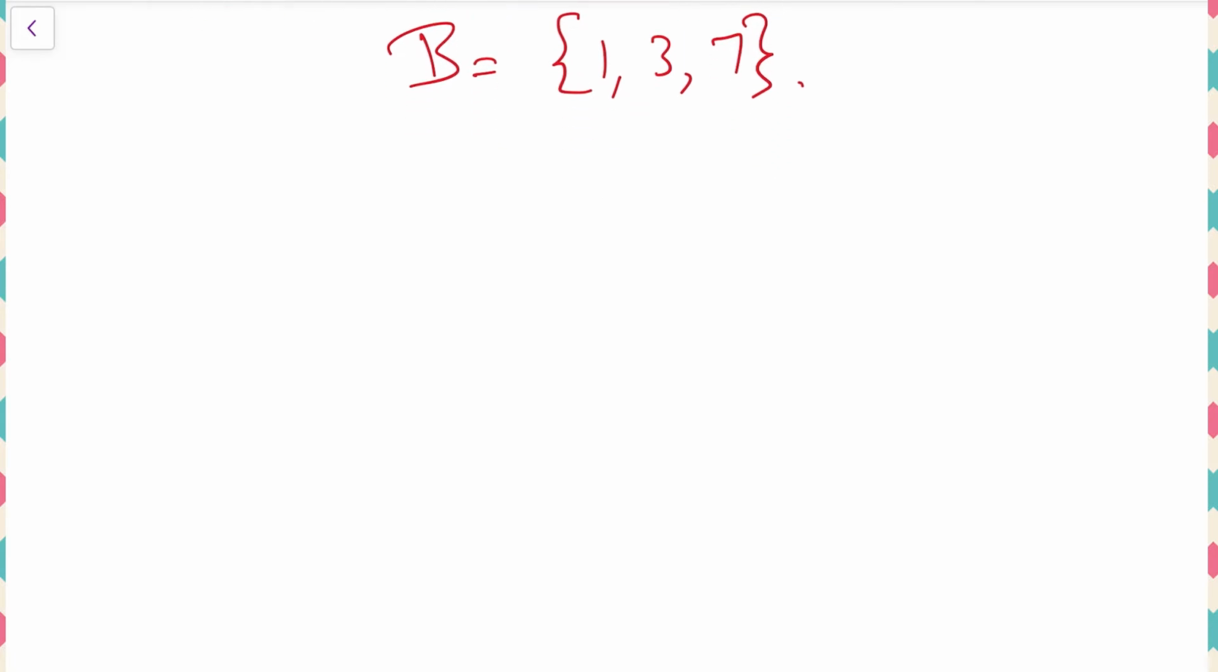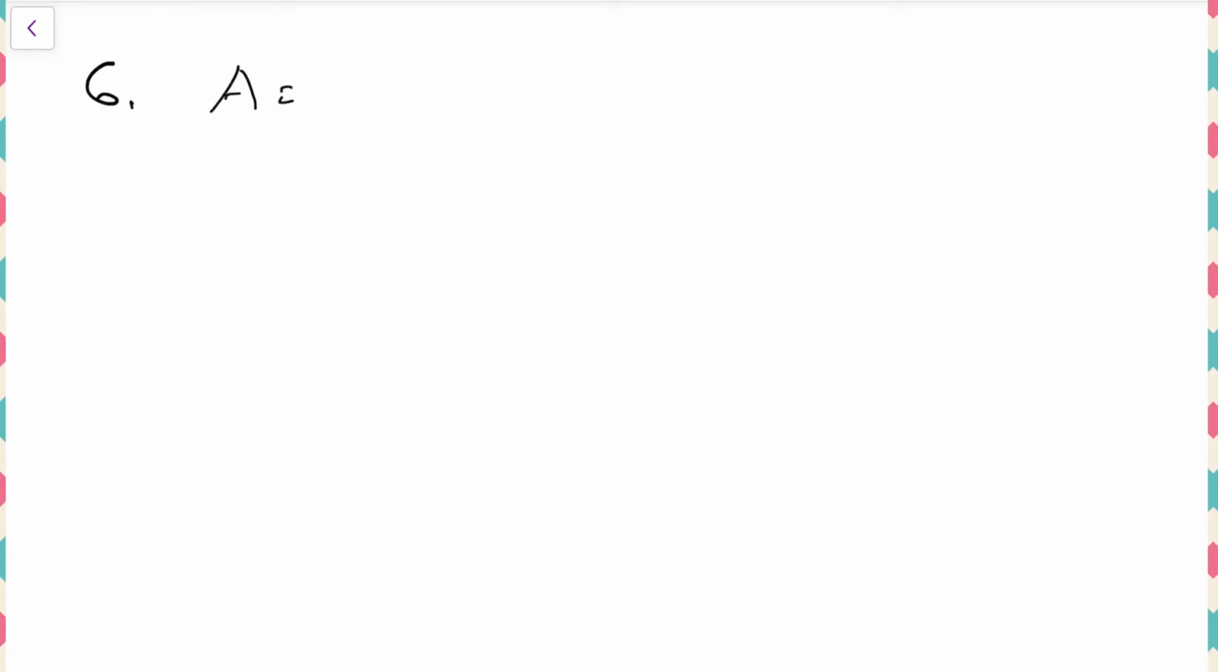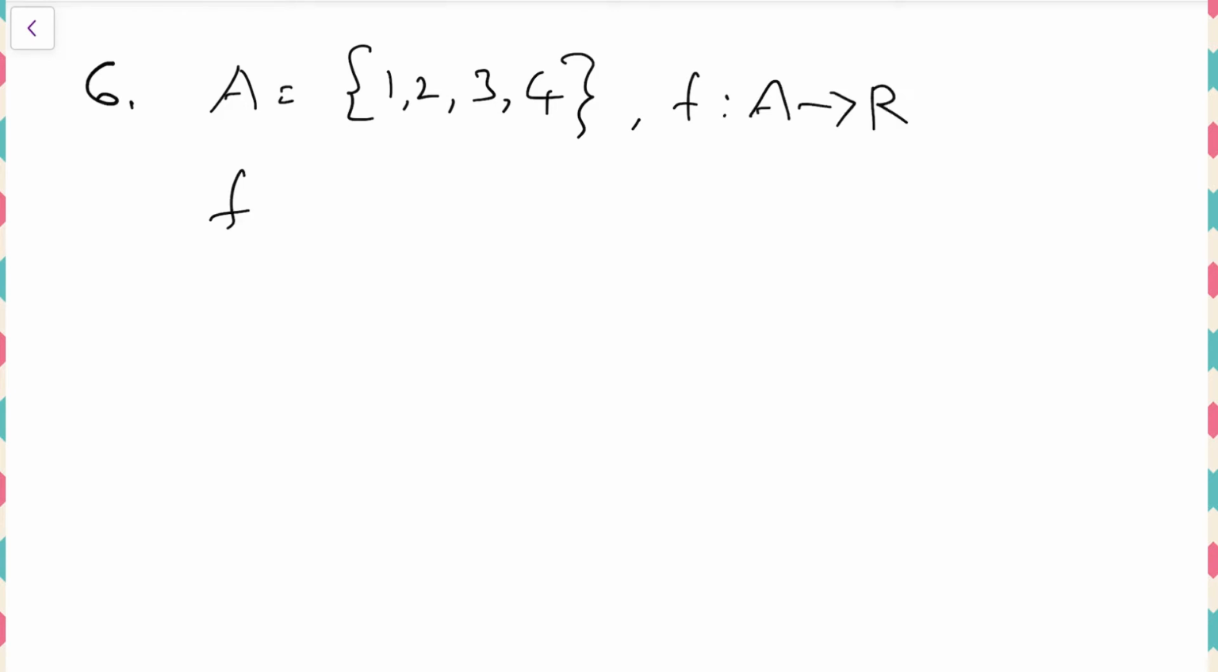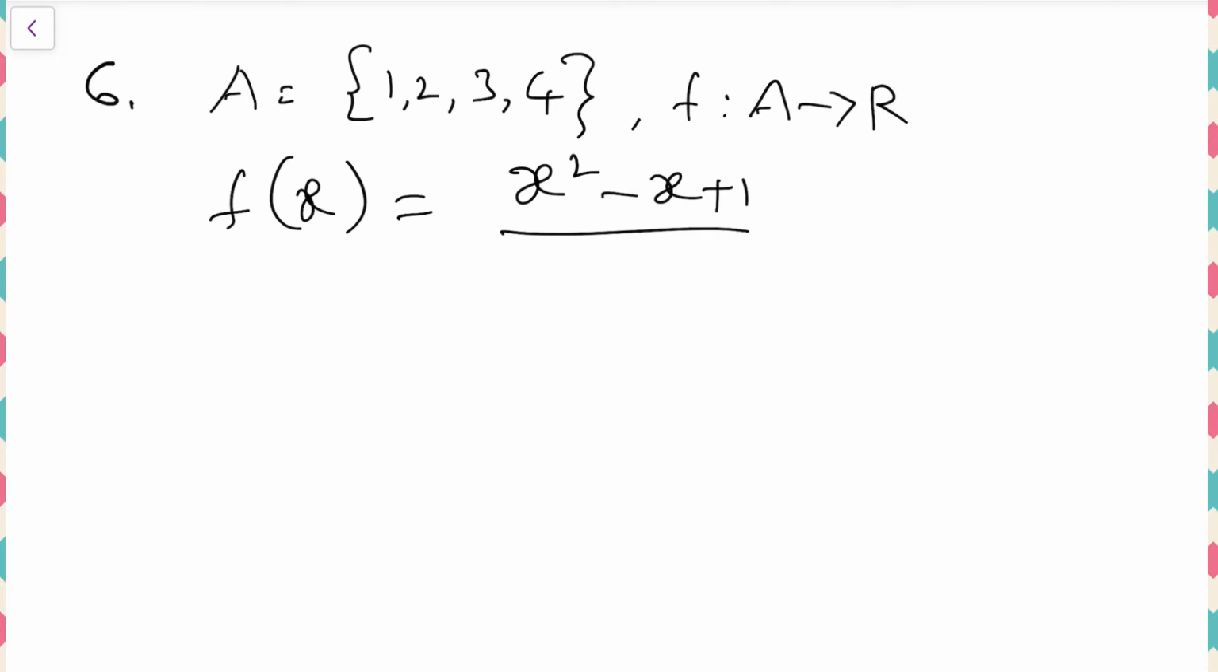Next, let us move to the problem number 6. Set A is equals to 1, 2, 3, 4. And f is a function from A to R, and the function is defined as f of x is equals to x square minus x plus 1 divided by x plus 1. Then he is asking to find the range.